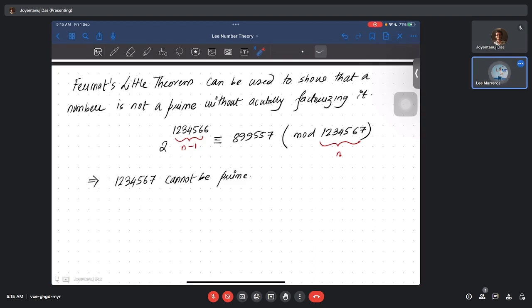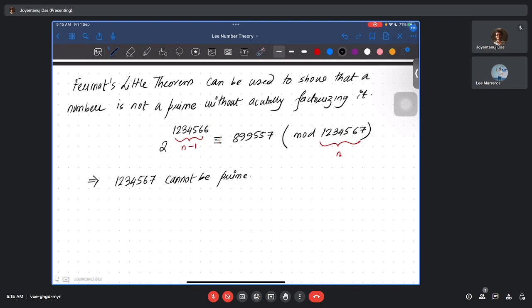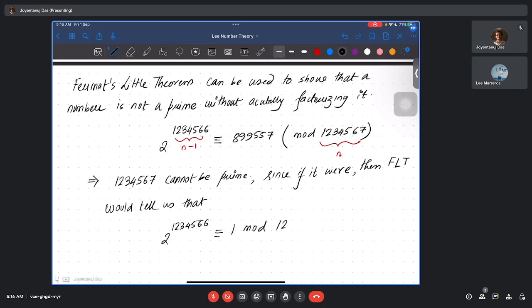Which one should be congruent to 1? This whole quantity. Okay, let me write it down, that will be easier. So it cannot be prime, since if it were, then Fermat's little theorem, I will write FLT, then FLT would tell us that this 2 power 1234566 must be congruent to 1 modulo this number, right?